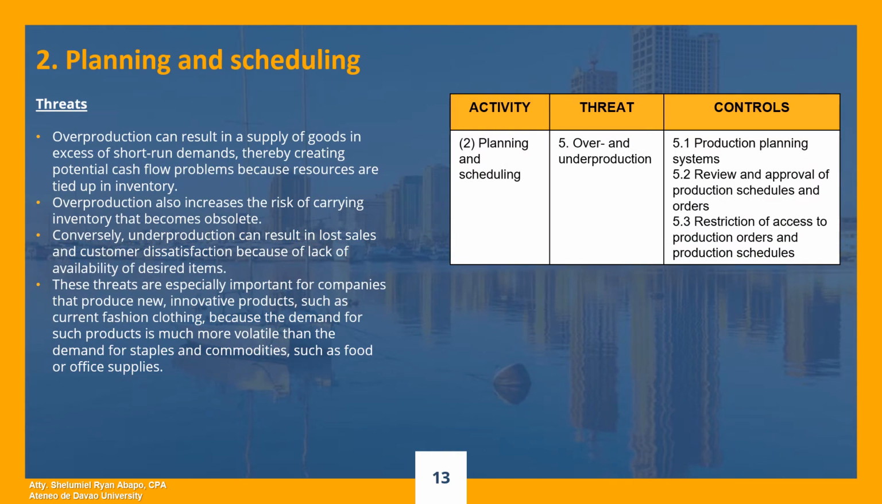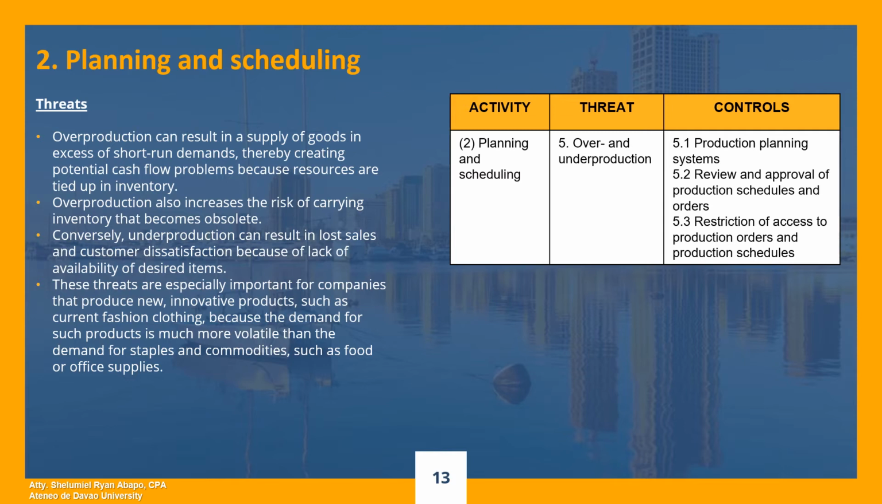Okay. So what are now the threats to your production cycle? The primary threat in the planning and scheduling activity is over or under production. If you see overproduction, it can result in a supply of goods in excess of short-run demands, thereby creating potential cash flow problems because your resources are already tied up in inventory, meaning you've already spent your cash for inventory acquisition and they are not being sold, and therefore you will be in a negative cash flow. You will be cash strapped. You will be scrambling for cash.